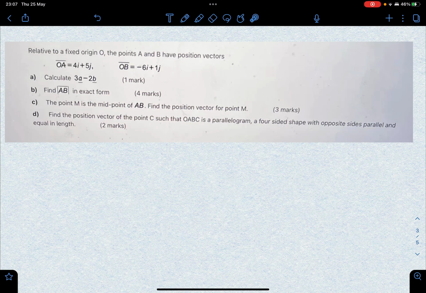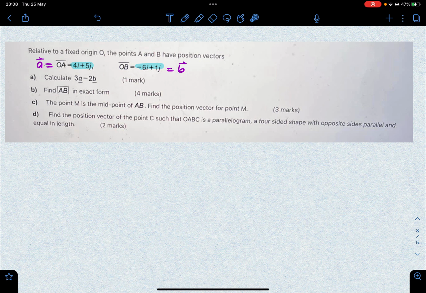So here we have a vector question. We're given a vector OA and a vector OB. Now, sometimes we call a vector OA, sometimes we like to call this A because it's the position vector of A. So OA, we can refer to this as A, or A with a little arrow. And OB, we can refer to this as B.